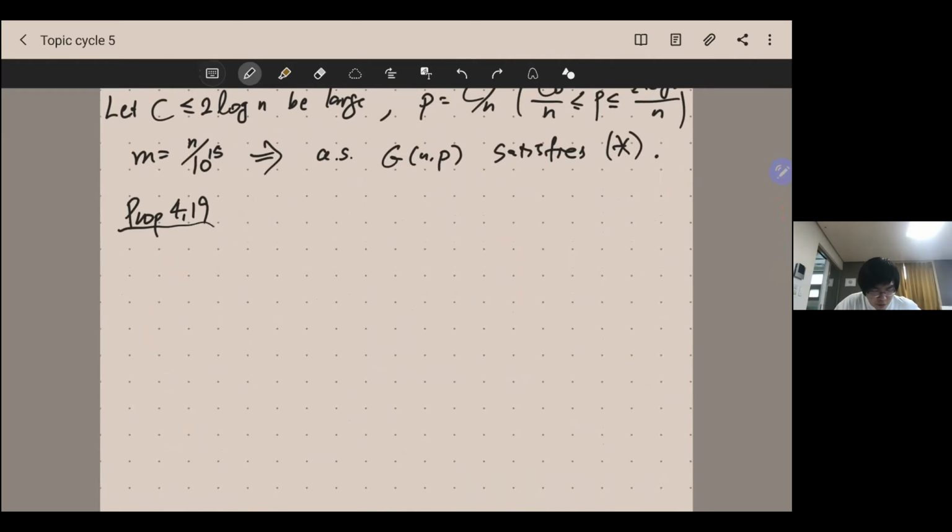For the linear case, we let C be large. Then G(n, C/n) almost surely satisfies that at most 1 plus little o(1). This means for every epsilon, when C is sufficiently large, we can write here 1 plus epsilon.